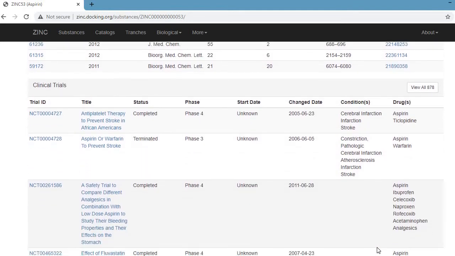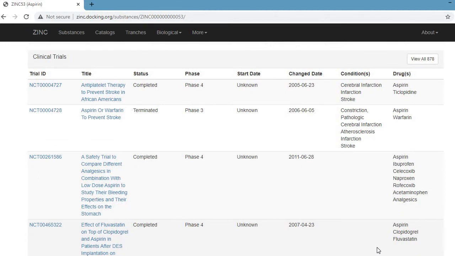Then you can also check out different clinical trials for aspirin. What has been done, has any clinical trial been done. The details are given here, like antiplatelet therapy to prevent stroke in African Americans, and the phase 4 is completed for clinical trial. The details are given for phase 4 clinical trials.